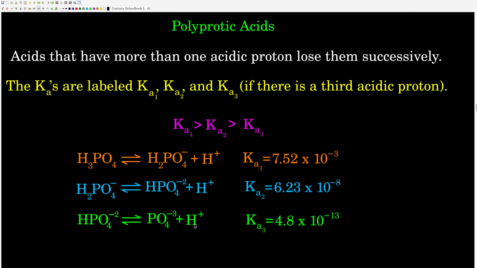This proton and this proton don't add anything appreciable to the concentration of hydrogen ion in solution. They do add some, but they're usually buried within the insignificant figures. You'll see that in the example we're about to do.